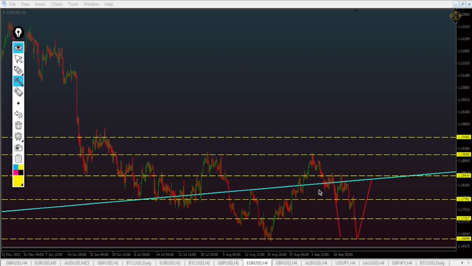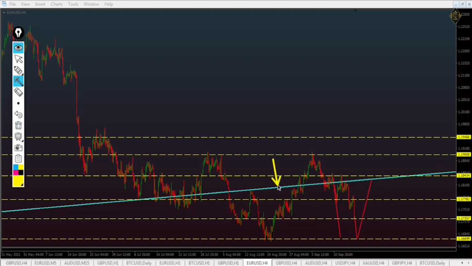I think everything is very clear. Yes, it makes a small correction up, then it falls down. That's just a squeeze to hit stop loss. Everything is very clear. So for this week, our view is that it will continue falling down, maybe till that level. And from here, or maybe from where it is now, it will go up.